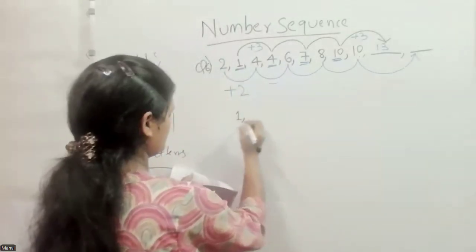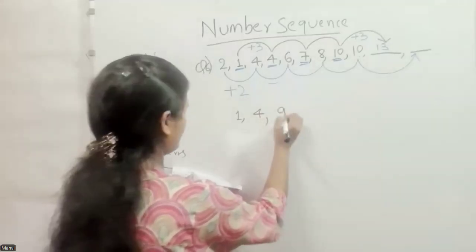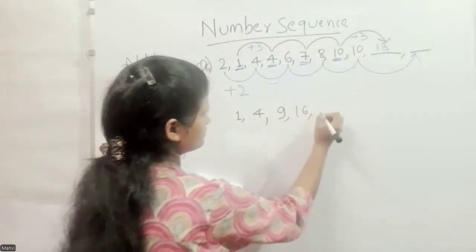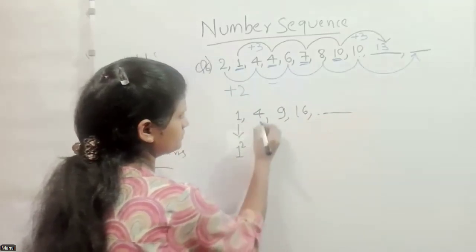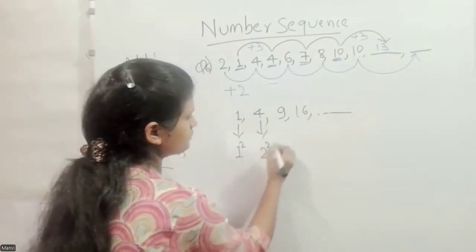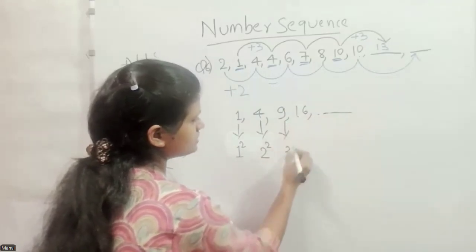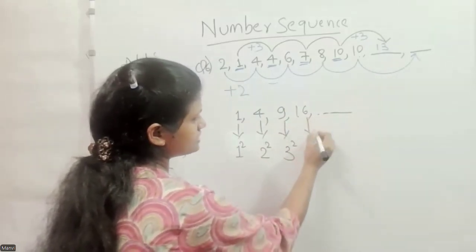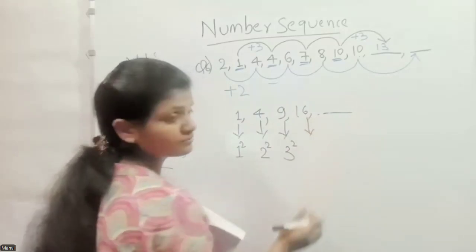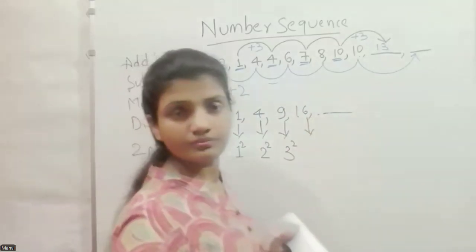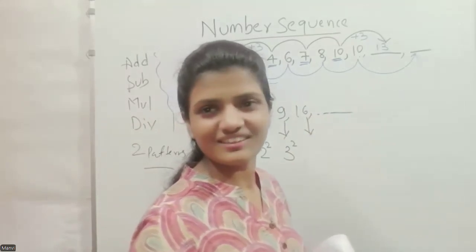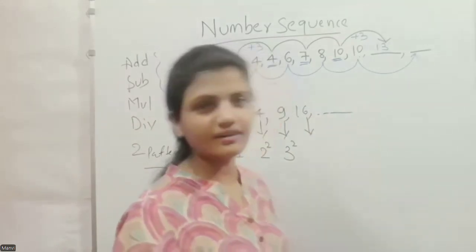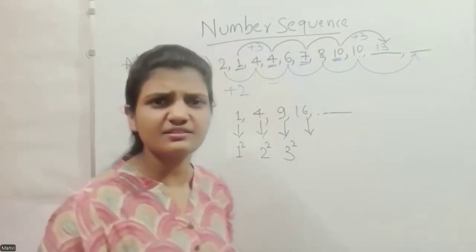First it is 1, then 4, then 9, then 16, then what? So 1 is the square of 1, 4 is the square of 2, 9 is the square of 3, so I got 16. Yeah, Jessica, now you get it. Okay, so it's very easy, right?